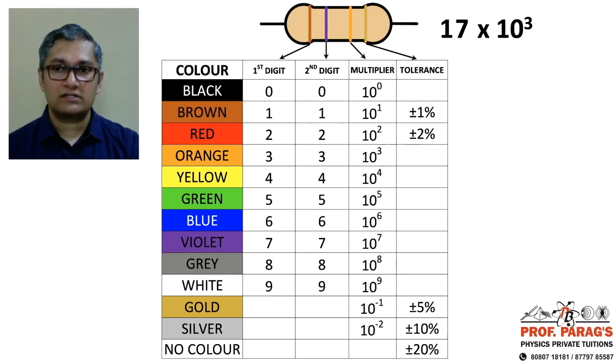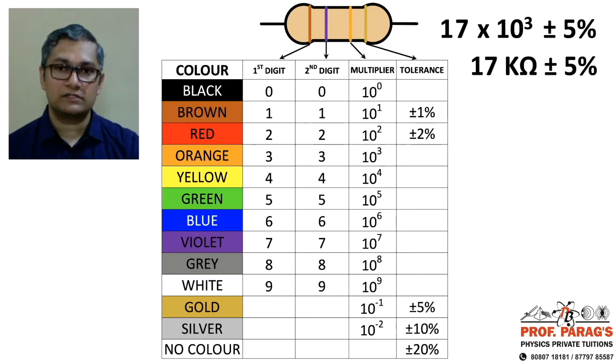So here 17 into 10 raised to 3, and again gold is for plus minus 5%. Usually we express it in kilo or mega ohms, so we can say it is 17 kilo ohms plus minus 5%. The value can vary, 5% more or 5% less. Within 17 kilo ohms is what you can expect from this particular resistor.